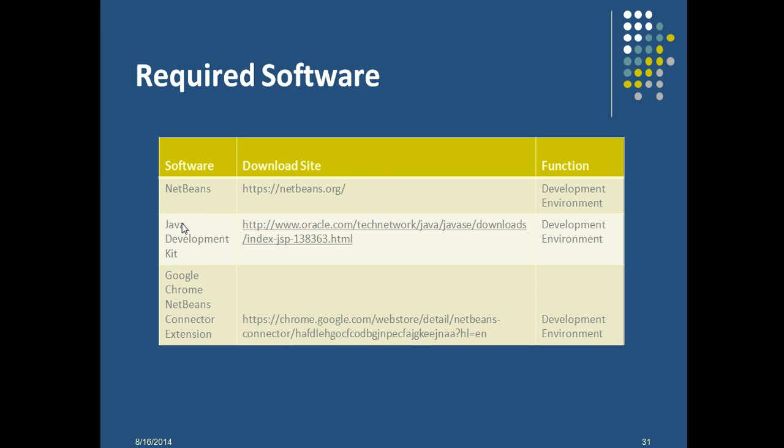First, we'll be installing the Java Development Kit. We'll be going out to this Oracle website in order to install it. Then we're going to go out to the NetBeans website. We're going to install NetBeans. And then the last thing we're going to install is this Google Chrome extension.